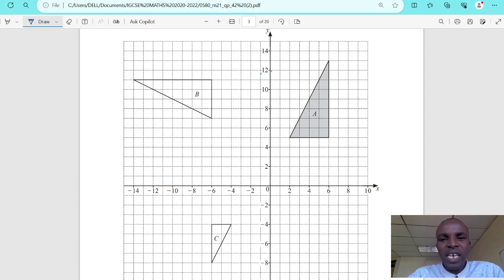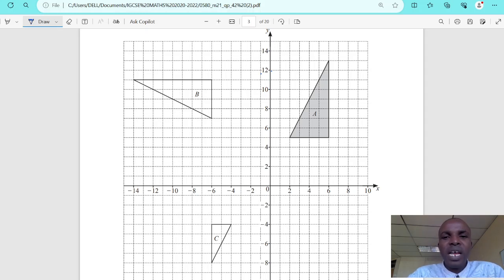If you can check, for you to be able to identify the different types of transformations, you check first on size. Is size the same? If size is the same, like in this case, you move on to check on direction. Is direction the same? If direction is still the same while size is the same, that's called a translation. But in this case, you can check size, A and B same size, but B is now facing another direction.